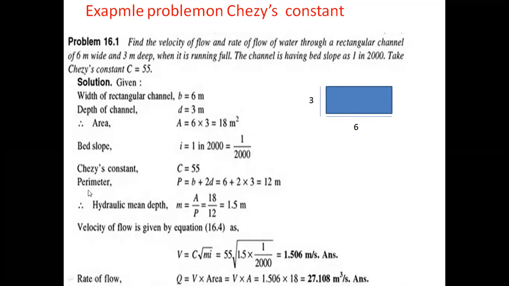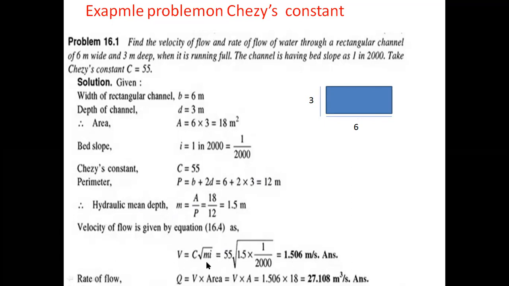Now find out the wetted perimeter. The formula for the wetted perimeter of a rectangular channel is P equal to B plus 2D. Breadth is 6 and depth is 3, so the perimeter comes as 12 meters. So the hydraulic mean depth m equal to A by P equal to 18 by 12 equal to 1.5 meters.